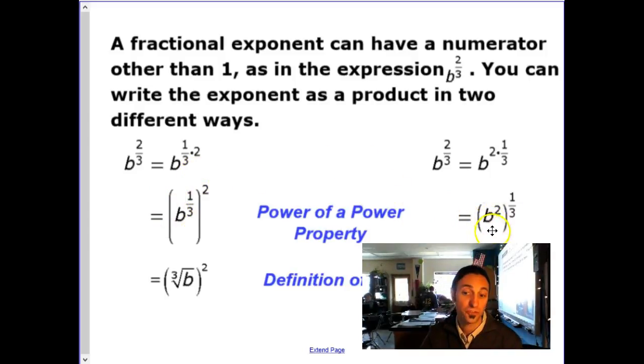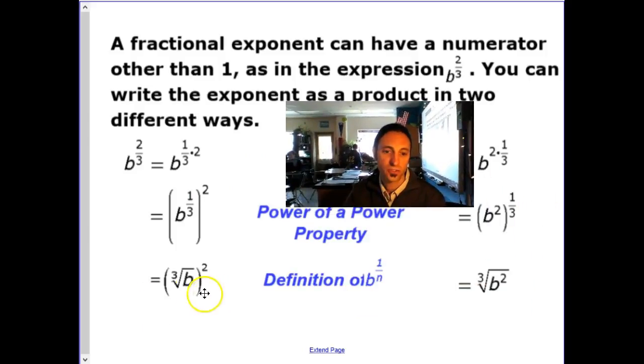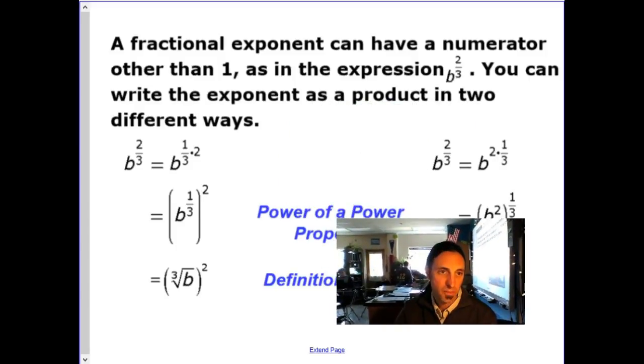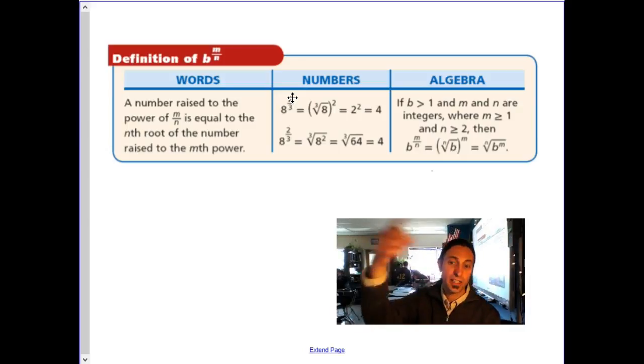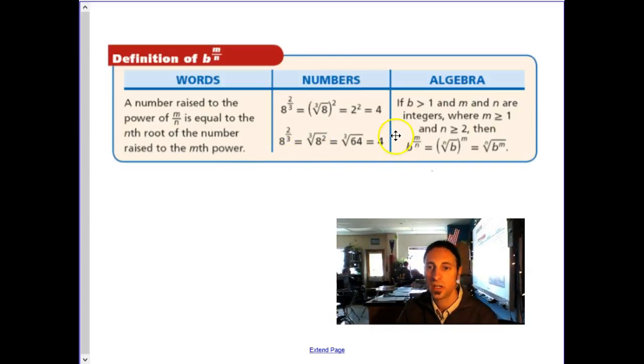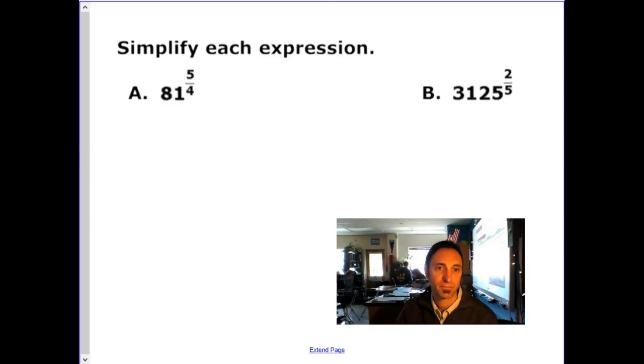In this case, I'm going to square that number and then take the cube root, right? You'll notice that these two statements are exactly the same. And again, this is straight out of your book. So you're saying the definition of b to the m over n. When you have a number raised to a power that's a fraction, the numerator is what you're raising it to. The denominator is what you're taking the root of. All right, and we'll go through some examples here and show you what it really looks like.